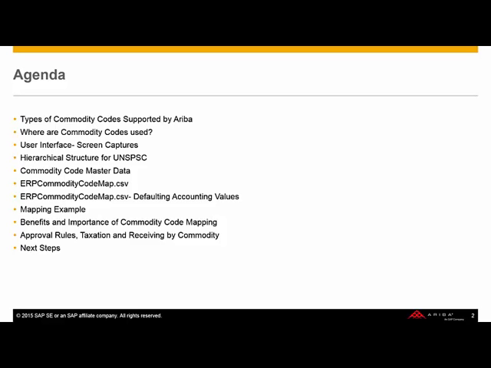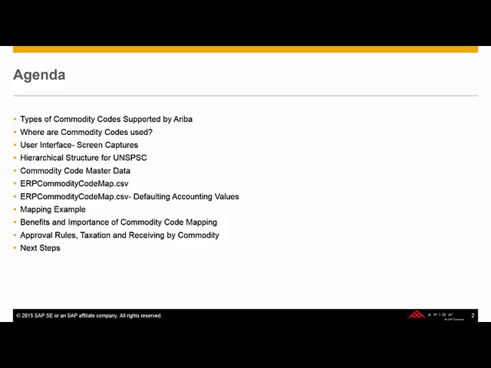Then we'll look at a user interface view to show you how you can drill down in the commodity code search to anywhere from the 2-digit to the 8-digit level within the UNSPSC hierarchy. We'll follow that up by viewing how commodity codes are actually configured in the system. So we will take a look at the master data, and particularly one file that's very important called the ERP commodity code map. And that's actually used to drive default accounting in the system. So we'll take a look at how that mapping is accomplished and also the benefits and importance of that mapping.